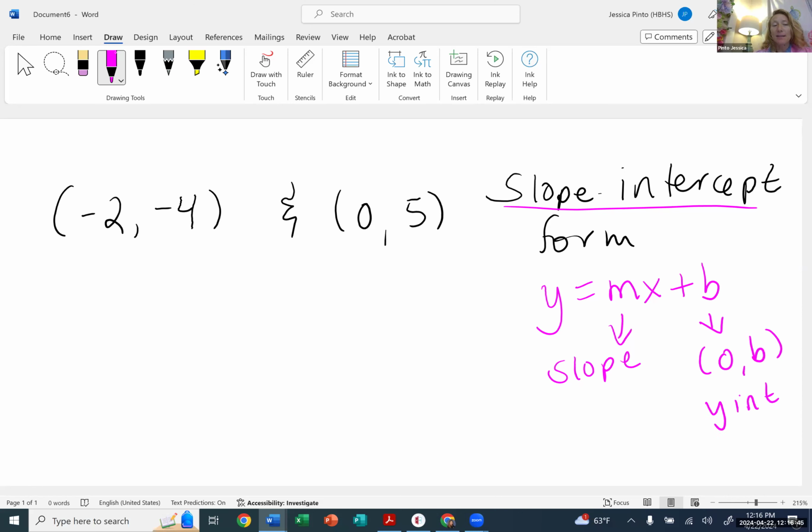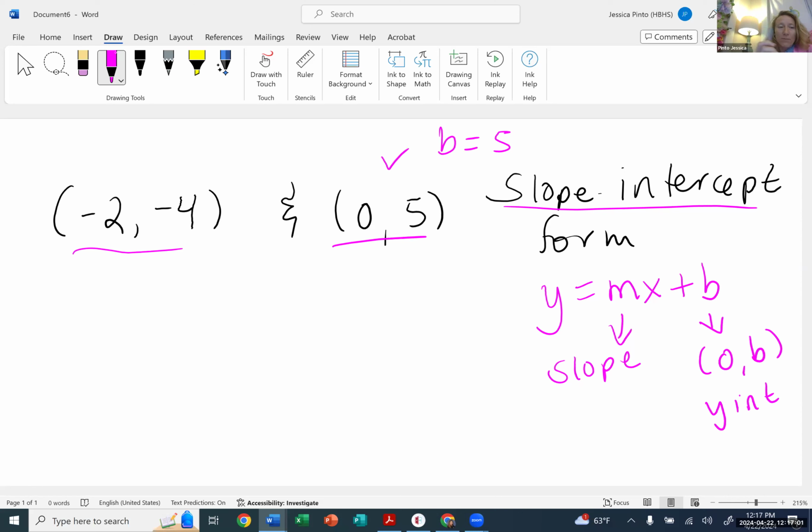Considering that, looking at these two, we're pretty happy. What do we see here? We see that the b value is 5. So that means b equals 5, which is really important and half the battle. So what do we need to find?